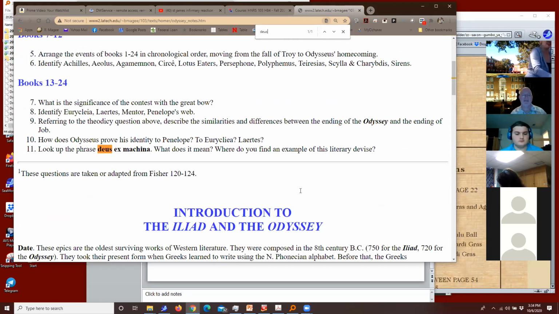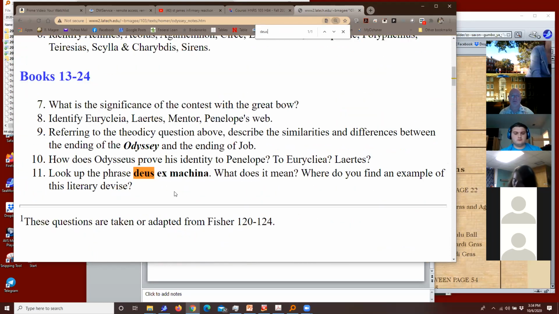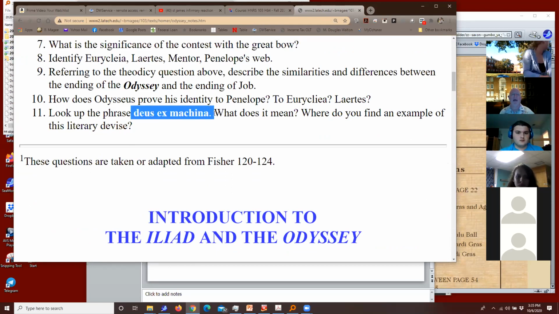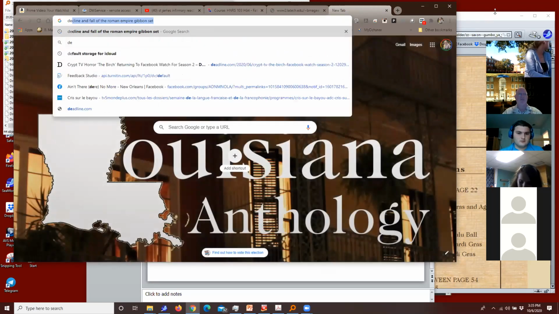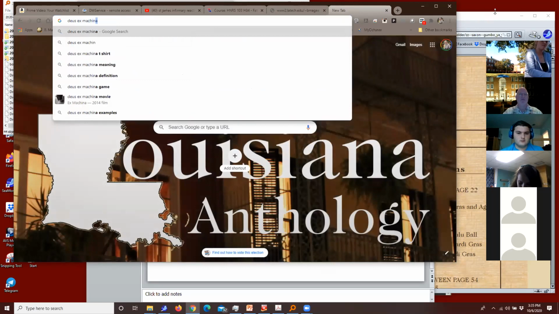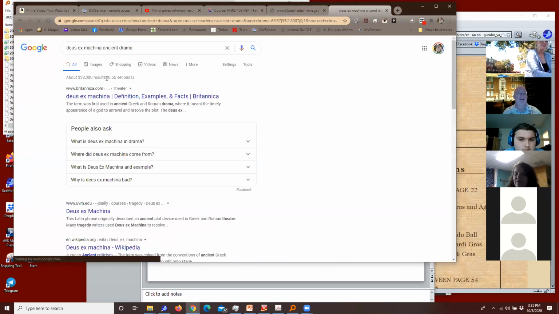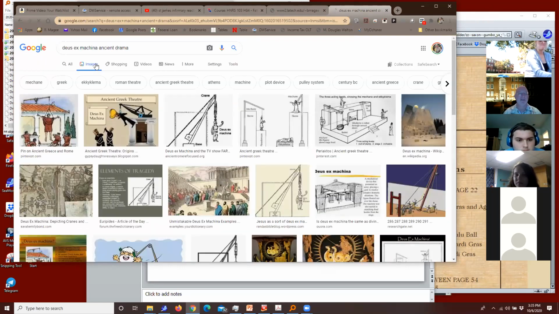Okay, what is a deus ex machina? What does it mean literally? God of machine or something? God out of the machinery. Isn't it kind of like a Chekhov's gun or something like that? Well, yeah, if there's a gun, it's got to be used. That's okay. Here we go.